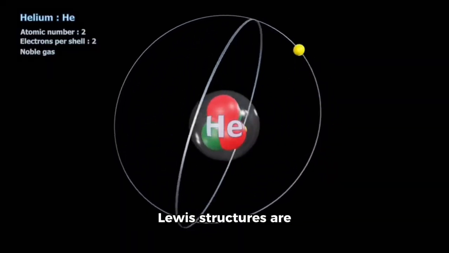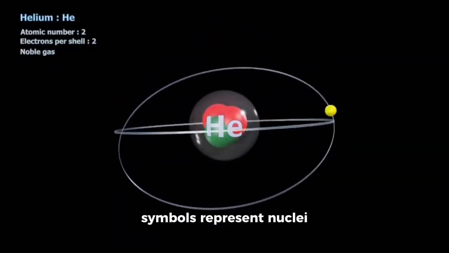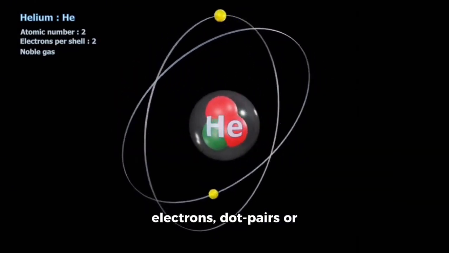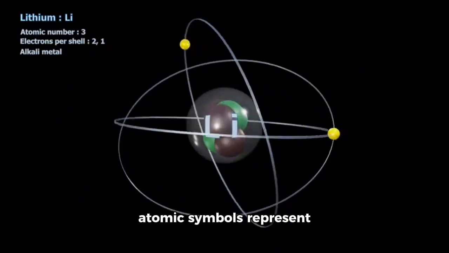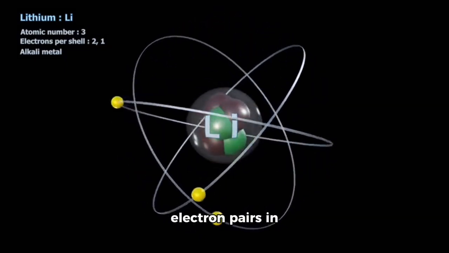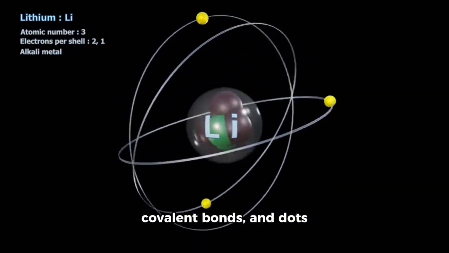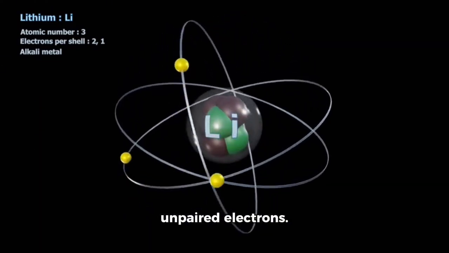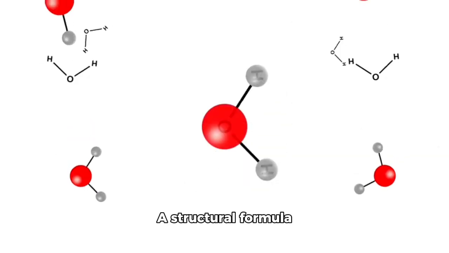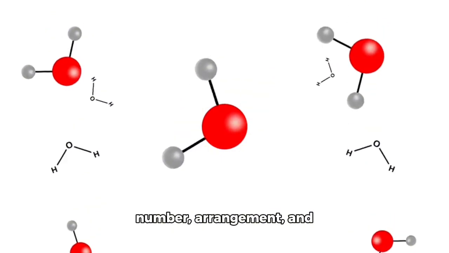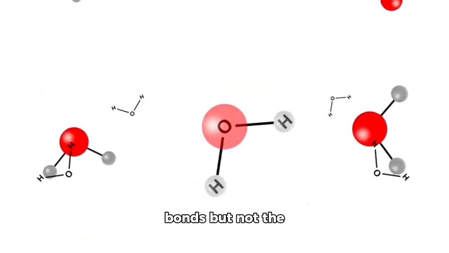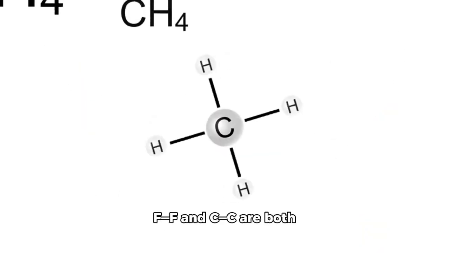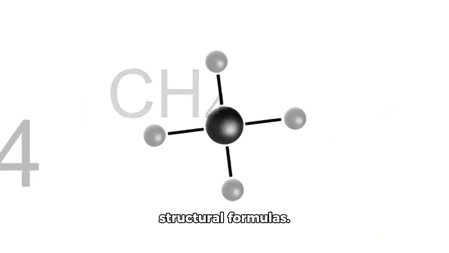Lewis structures are formulas in which atomic symbols represent nuclei and inner-shell electrons. Dot pairs or dashes between 2 atomic symbols represent electron pairs in covalent bonds, and dots adjacent to only one atomic symbol represent unpaired electrons. A structural formula indicates the kind, number, arrangement, and bonds, but not the unshared electron pairs of the atoms in a molecule. F-F and C-C are both structural formulas.